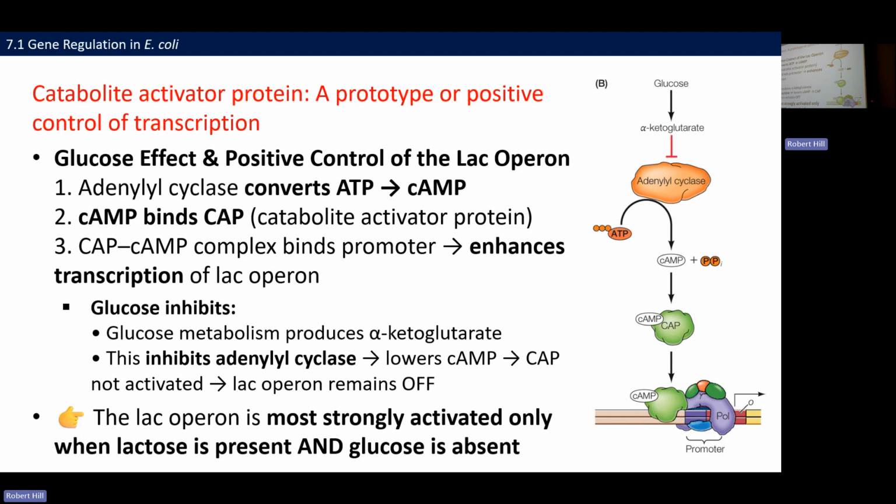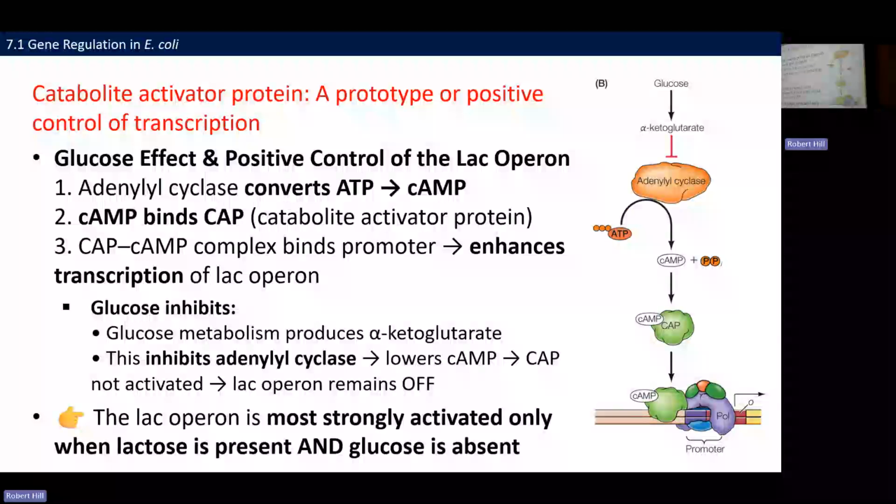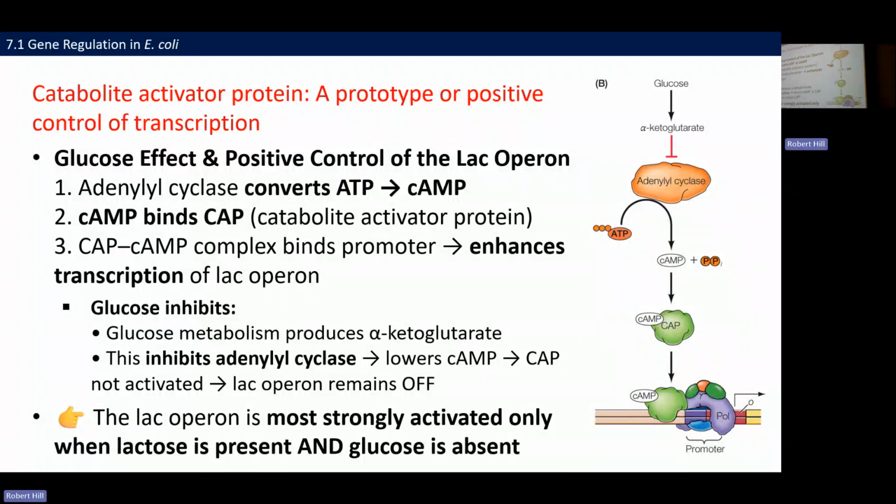So because of that, the lac operon is really only strongly activated when both lactose is present and glucose is absent. If lactose is present and glucose is present, then this pathway is off. You don't get expression of this. So the presence of glucose, or the lack of it, is something that can override the lac operon.